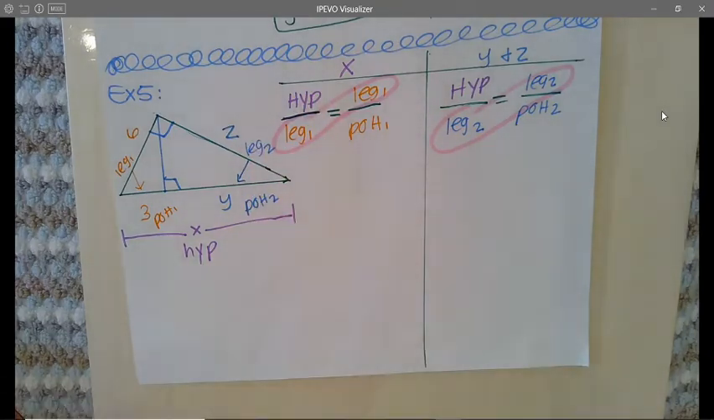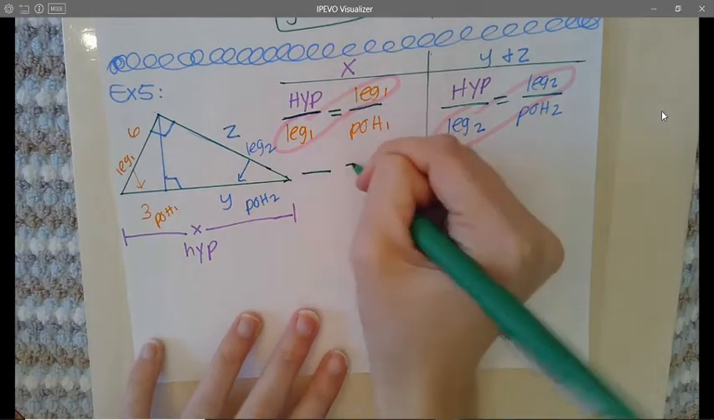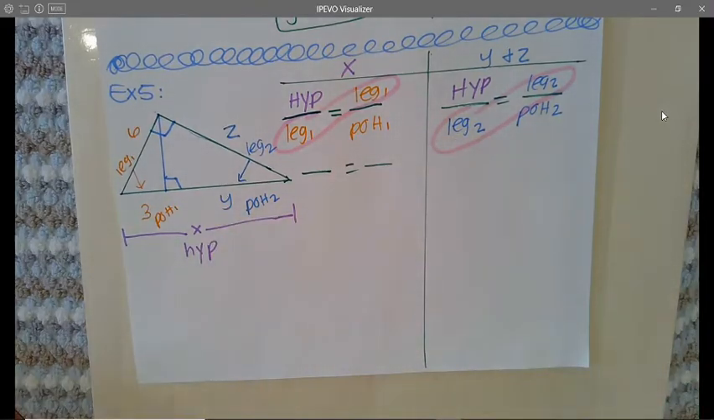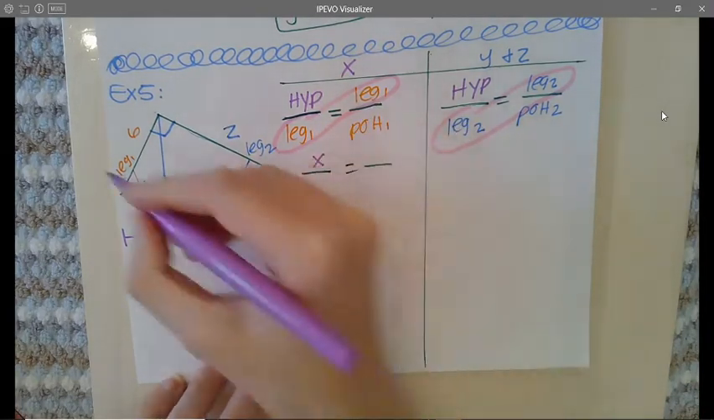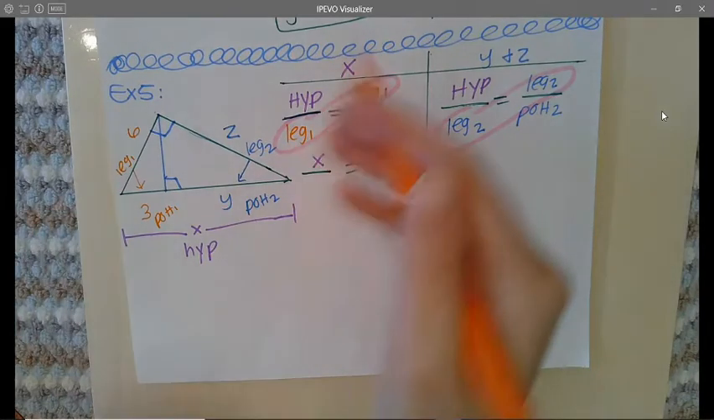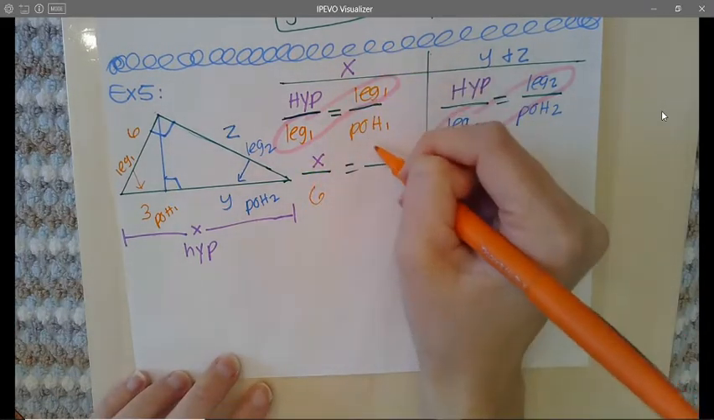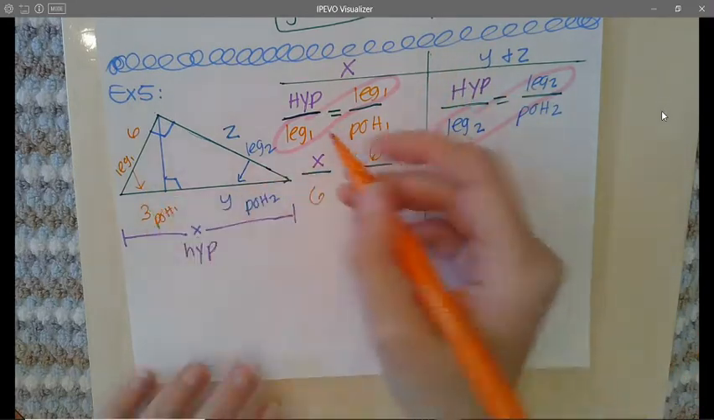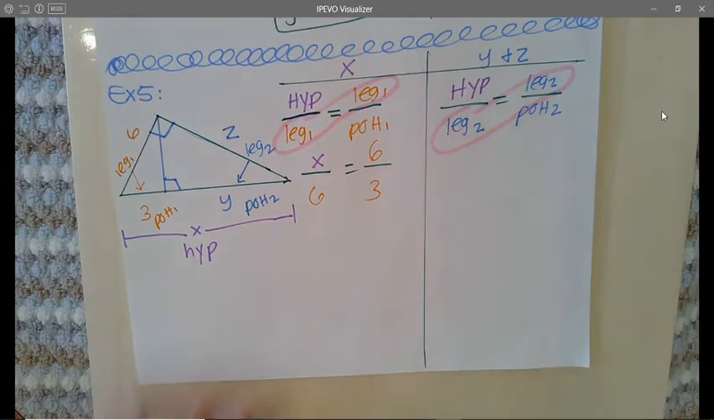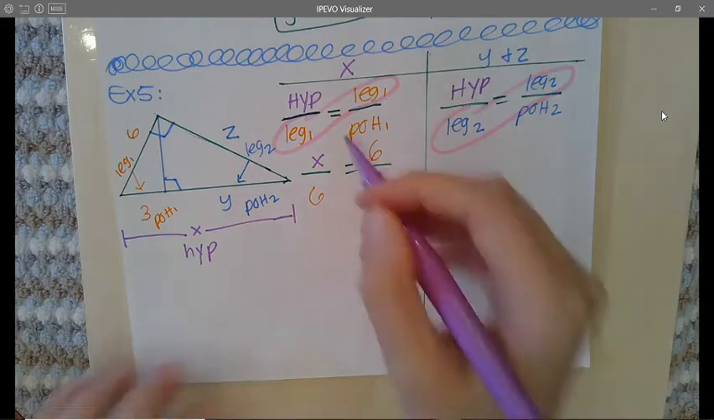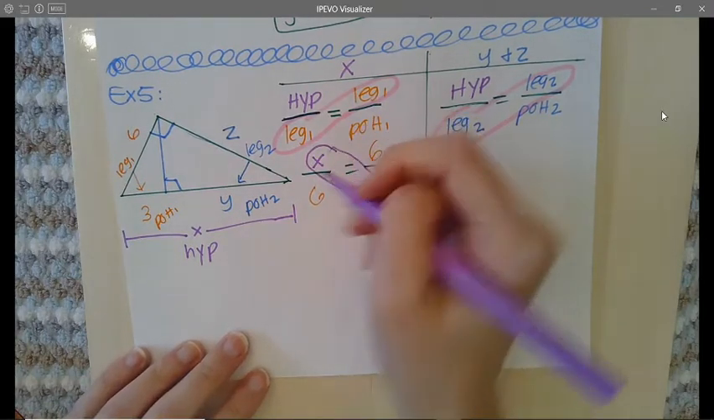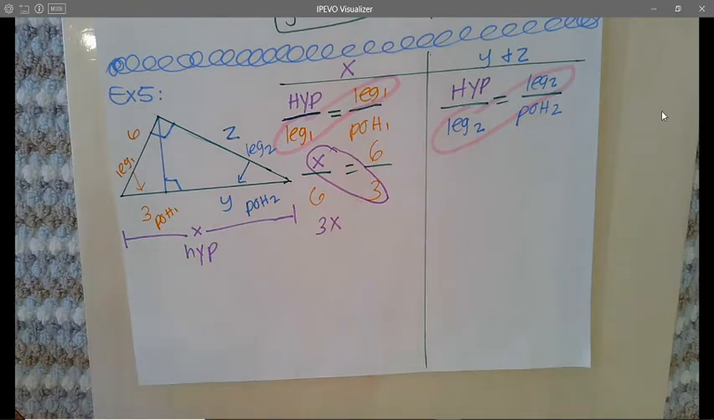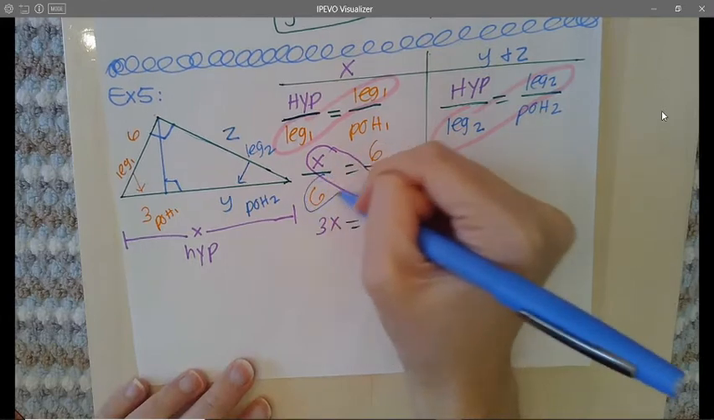So I'm going to set up this one first. The hypotenuse, which we currently don't know, X, over leg 1, which is 6, equals leg 1 again, 6, over the piece of the hypotenuse closest to leg 1, which is POH1, which is 3. Alright, let's start cross multiplying. X times 3 will give me 3X, and that will equal the other way. So 6 times 6 is 36.